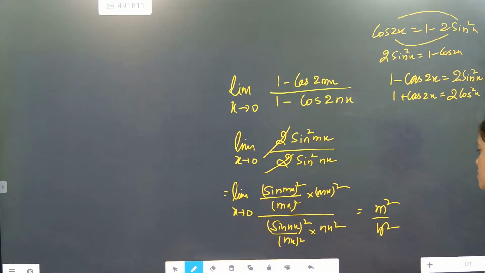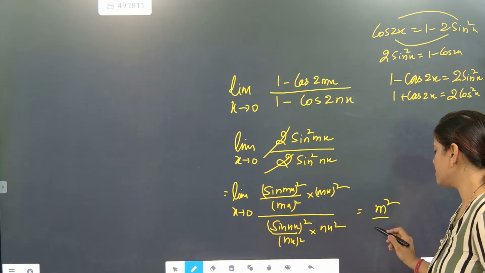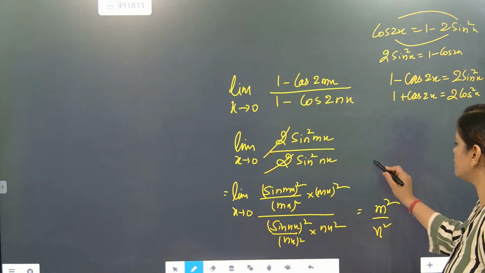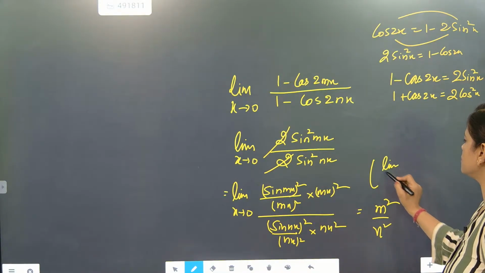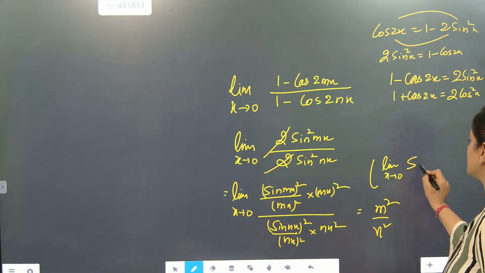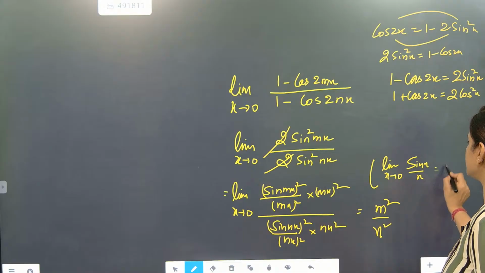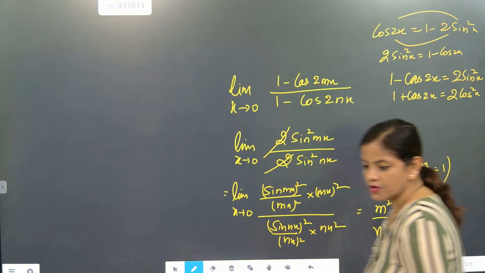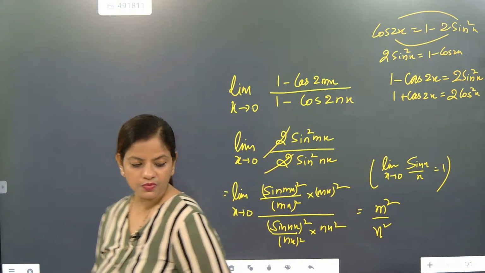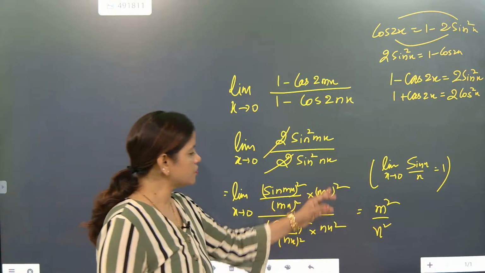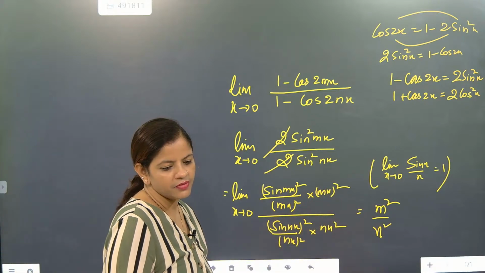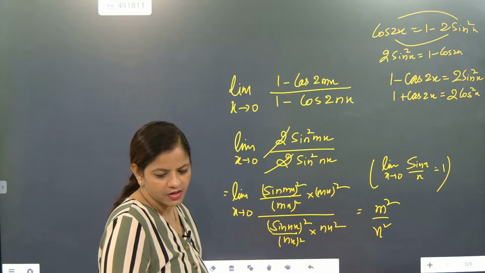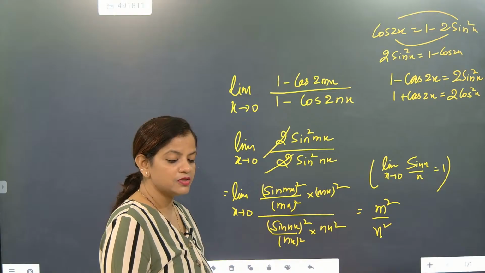Within no time you can solve the question if you have command, since you know that limit x tends to 0, sine of x by x is equal to 1. This is the most important thing. Square of things means x square, x square. Square and square will get cancelled. It will come as m square by n square. I hope everybody has understood this one.